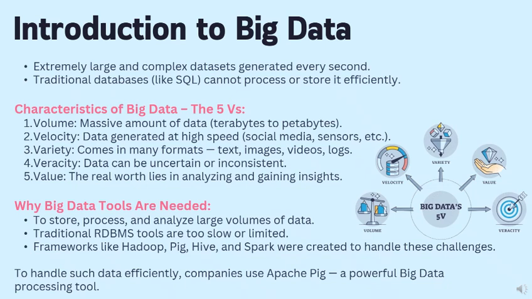And here's the problem. Traditional databases fail when the size, speed, or variety of data explodes. That's where big data frameworks like Hadoop, Pig, Hive, and Spark come into play. They are built to handle huge datasets efficiently across clusters of machines. And amongst these, Apache Pig stands out as one of the simplest yet most powerful data processing tools.